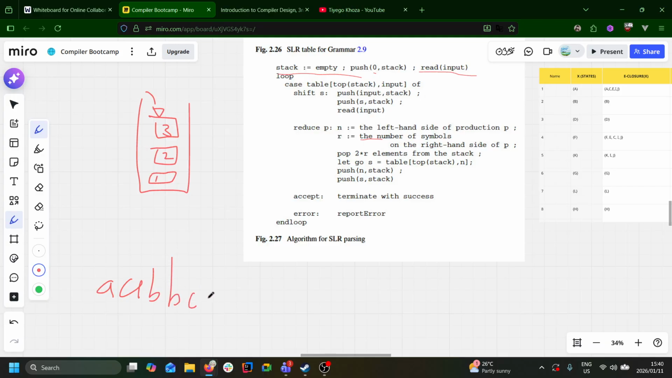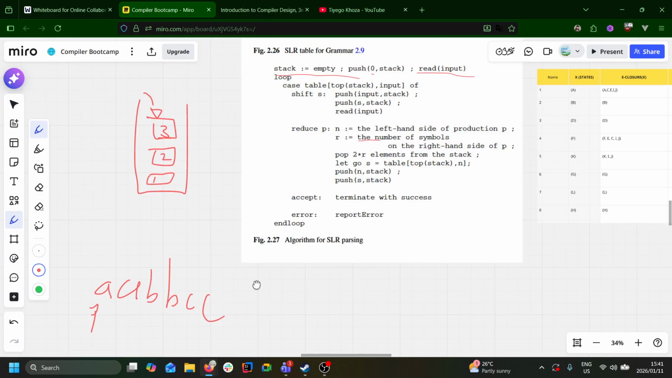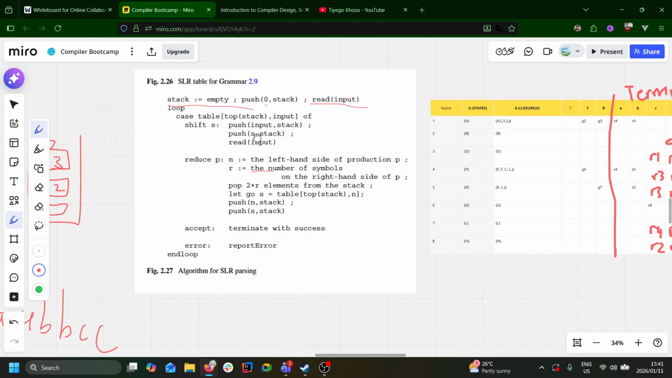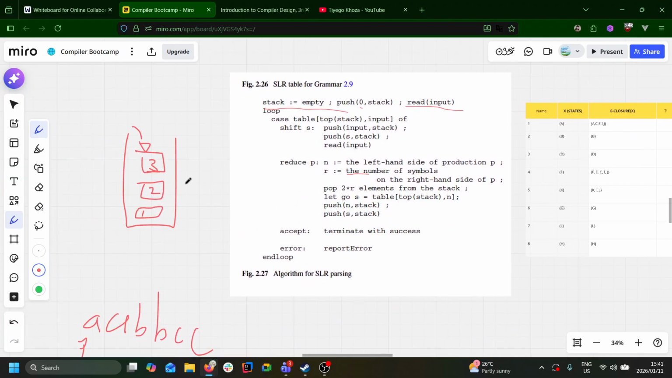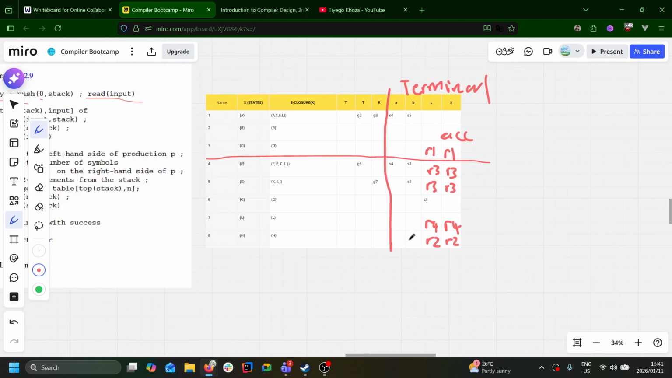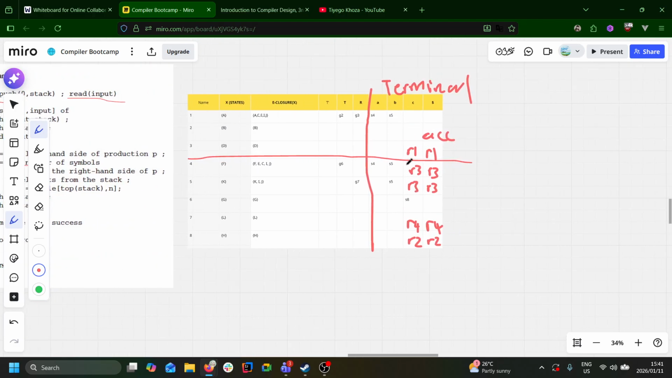Based on that, you're going to know what to do. You look at the state over here, and then you look at the value. How the table works is that it looks at what state you're in. Let's say this is state 3, so it looks at this over here, and it also looks at the current value, and the value will tell you what action to perform.